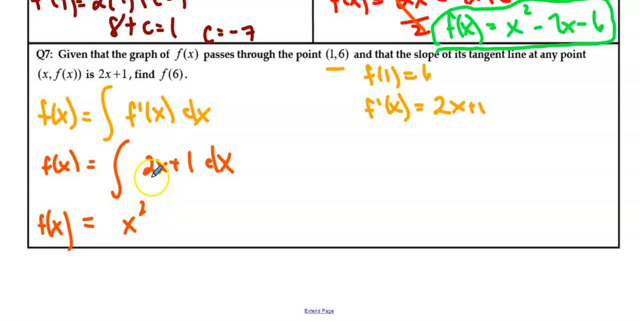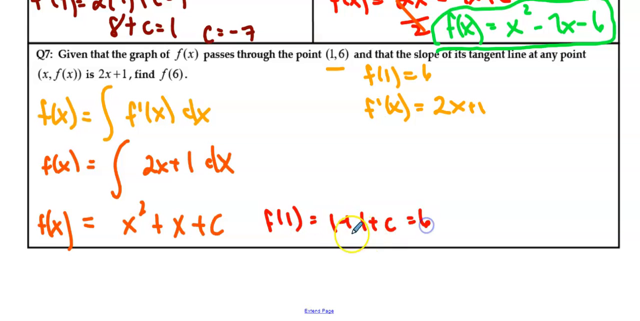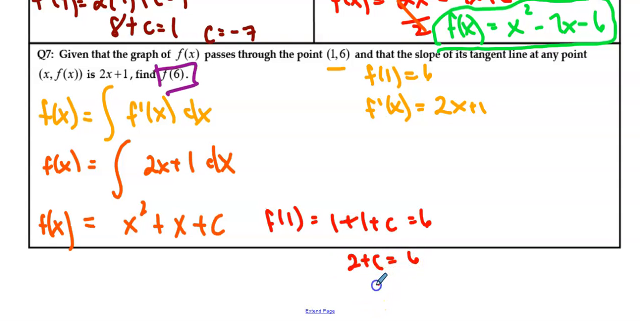Again, we all know that the integration of 2x is x squared. And the integration of 1 is just going to be x. And we're going to do a plus c, right? And the more you practice, the better you're going to become at this. And we now know that f of 1, which is 1 plus 1 plus c, is going to be equal to 6. So I'm going to get 2 plus c is equal to 6. So c is going to be equal to 4.